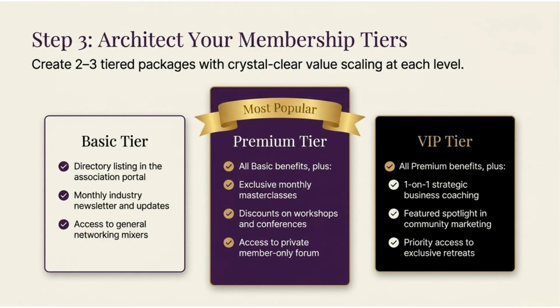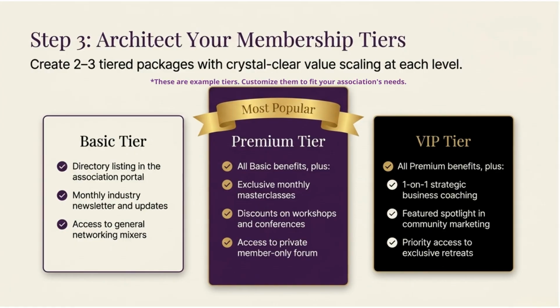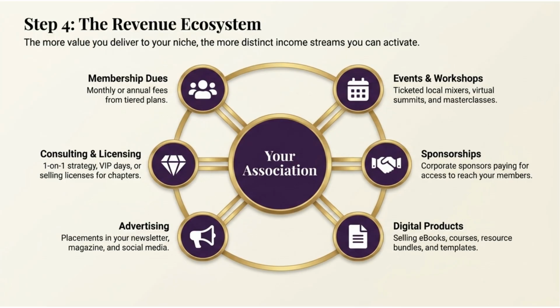Step 3. Architect your membership tiers. Create 2 to 3 tiered packages with crystal clear value scaling at each level. We suggest a basic, premium, and VIP tier, but you should customize them to your association's needs. Step 4 is developing the revenue ecosystem. Beyond membership dues, you can activate income streams through events and workshops, sponsorships, digital products, advertising, and consulting and licensing. The more value you deliver, the more streams you can activate.